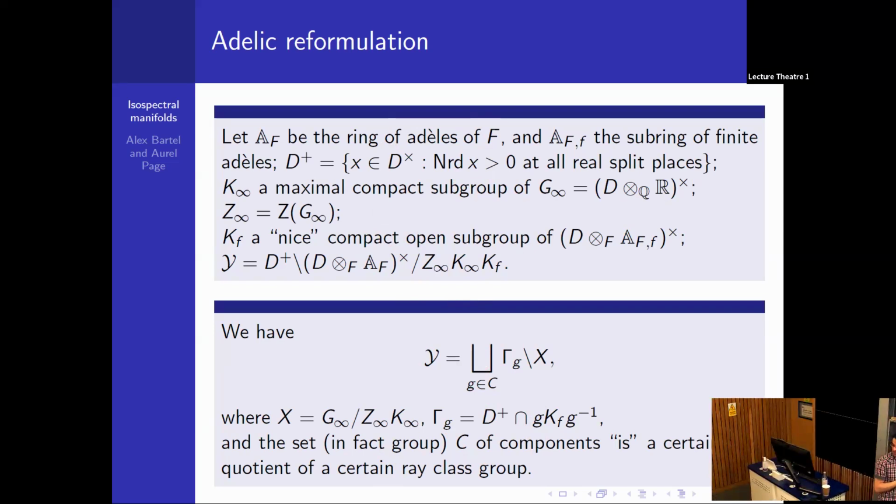Any other questions? So let me just abbreviate each of these quotients, X modulo Gamma_g, to Y_g, so that my manifold is a disjoint union of these Y_g's, and I will want to know whether two of these are isospectral. Isospectral for all degrees, or whatever.